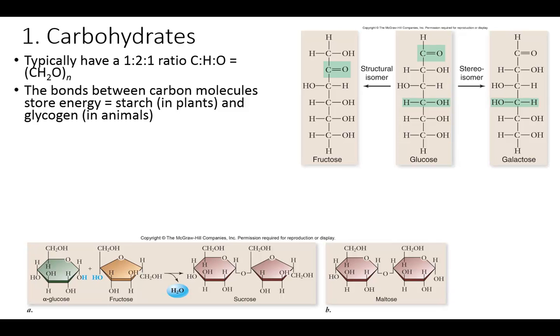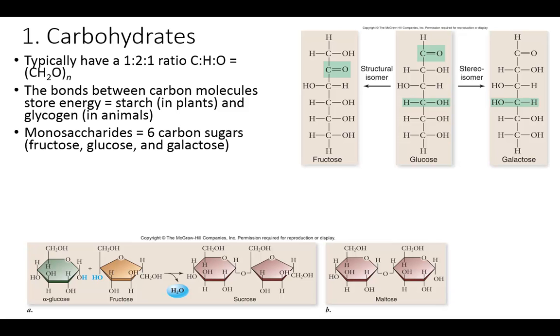Starch is carbon atoms that are bound together in plants. So we call those starches. The same thing happens in animals, but it's not called starch, it's called glycogen. Okay, a monosaccharide then is a 6-carbon sugar. There are 3 types: fructose, glucose, and galactose. There are other types as well, but these are the most common.